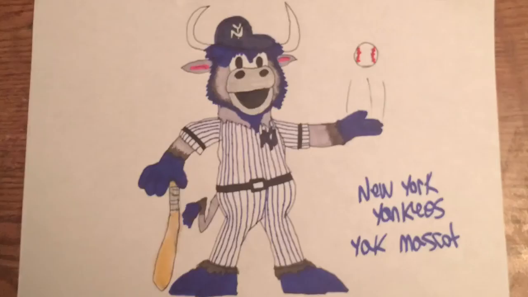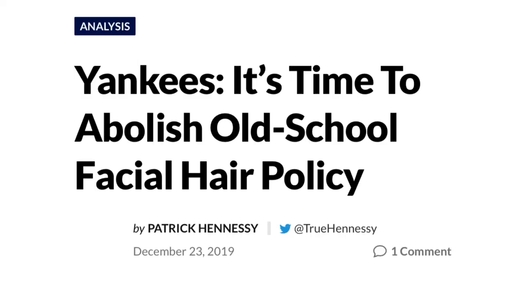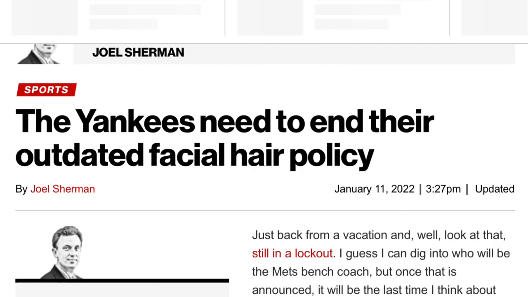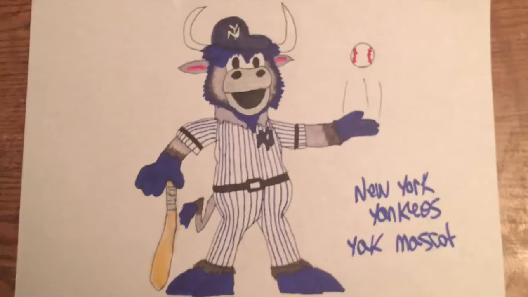Now let me address the elephant in the room. No, not that one. So for those of you who don't know, the Yankees have a policy where if you are a male and work with the team in some form, you are banned from having any facial hair. They are the only team in the league to have this policy. It's been very controversial in recent years, and people are calling for them to drop the rule. And so am I. It's very discriminative, especially if you have certain beliefs. So maybe they can introduce this yak mascot as a way to permanently retire that outdated facial hair policy.